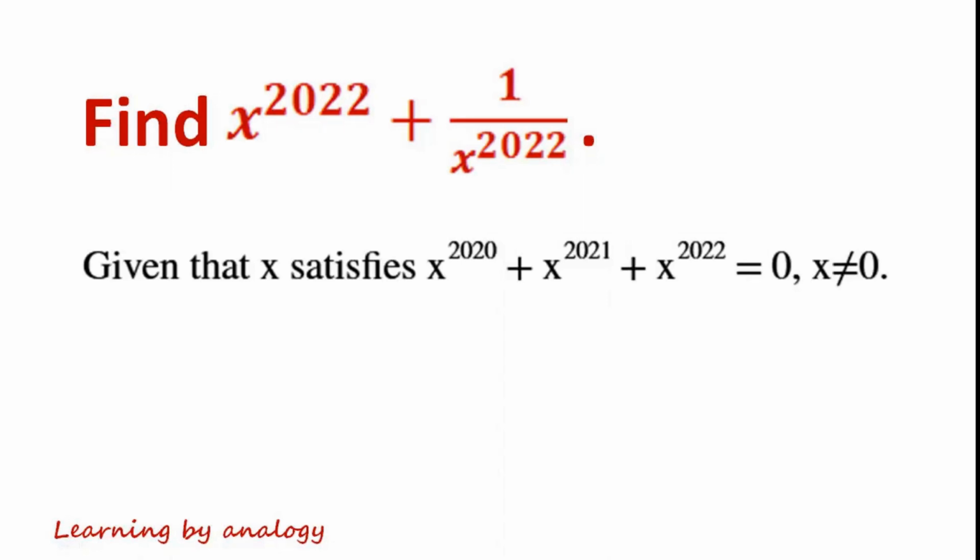Given that x satisfies x to the power of 2020 plus x to the power of 2021 plus x to the power of 2022 equals 0. X doesn't equal 0.